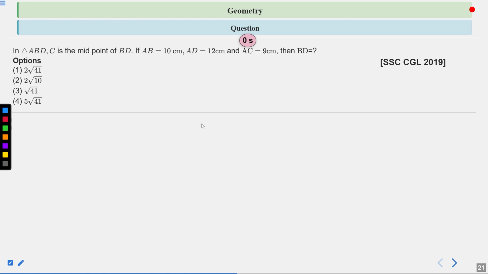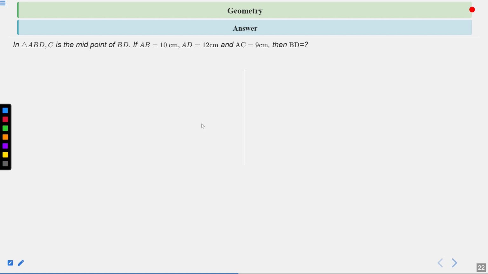Now time's up. Let's see the solution of this question. The question says that in triangle ABD, C is the midpoint of BD, and the length of AB is given, AD is given and AC is given. So we need to calculate the length of BD. We can easily calculate it. The correct answer of this question is the first one, which is 2 root 41.